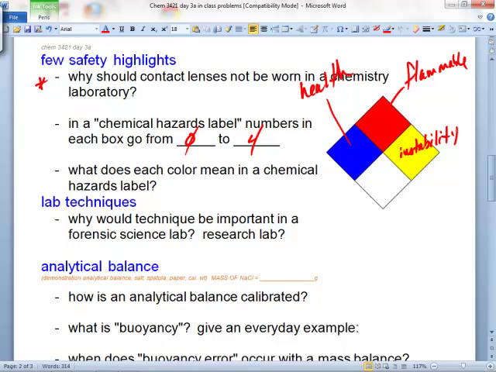Now that she's got them all covered, what's the purpose of the white box then? What's that? Yeah, it's just whatever special note would make sense. You could write acid in there, base. Maybe don't store with this. Store under nitrogen, right? Yeah, I think special instruction kind of thing. So, all those numbers go from 0 to 4, except you're not going to have a number in the white box because that's just special instructions.